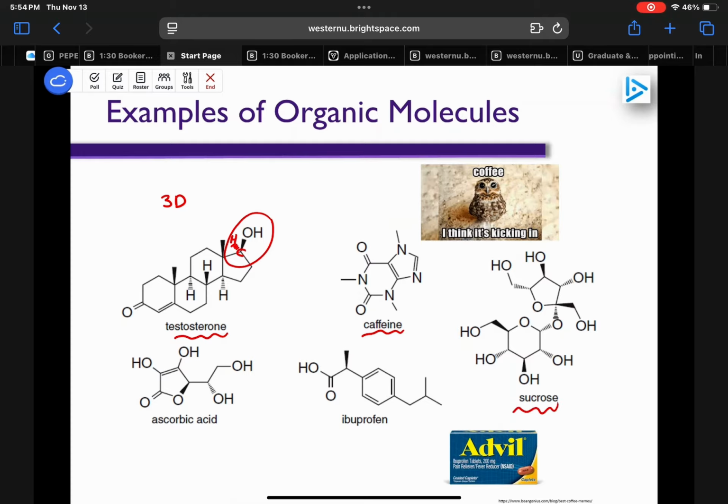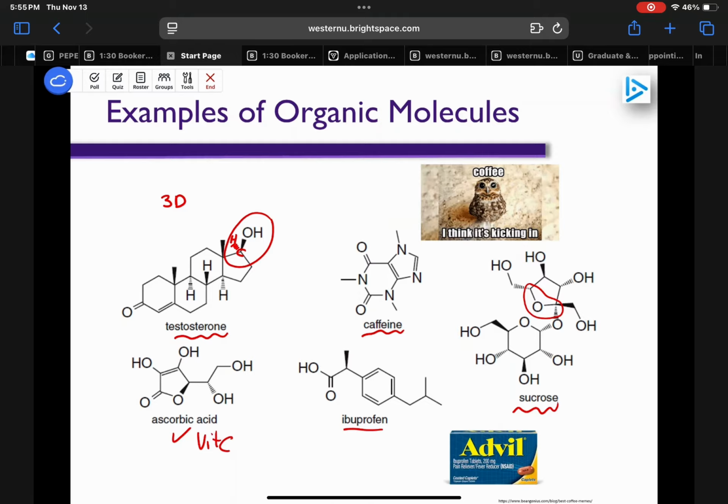Sucrose here. We have 2 sugar molecules, glucose and fructose, combined together in a covalent molecule to make a disaccharide, so 2 sugars stuck together. You can see ether groups, so carbon, oxygen, carbon, and a whole bunch of hydroxyl groups, OH or alcohol groups. And again, the way these bonds point, the types of atoms that we have, makes the function. We've seen ascorbic acid already. That's our vitamin C. And then we'll finish off here with ibuprofen.